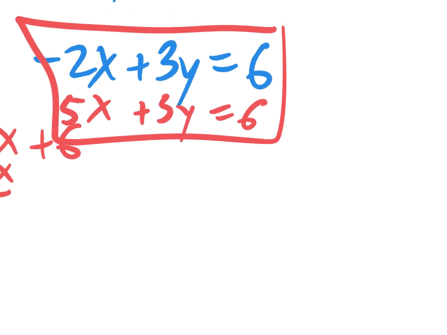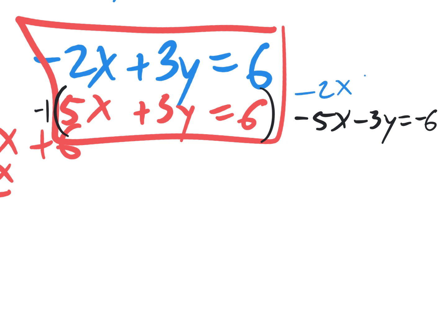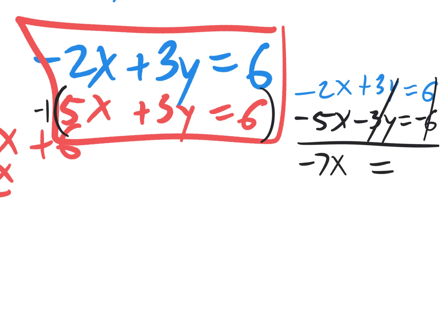But you could, if you wanted to, think: I want to cancel out either x's or y's. Oh, I want to cancel out y's. I want to multiply the bottom one by a negative 1. So that bottom equation is going to be negative 5x minus 3y equals negative 6. The top one stays the same, negative 2x plus 3y equals positive 6. When you combine them, you get negative 7x. These eliminate, giving you negative 7x equaling 0. Then you would divide by negative 7, divide by negative 7, and you'd get x equals 0.